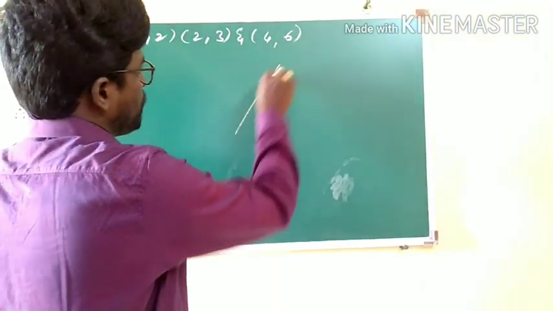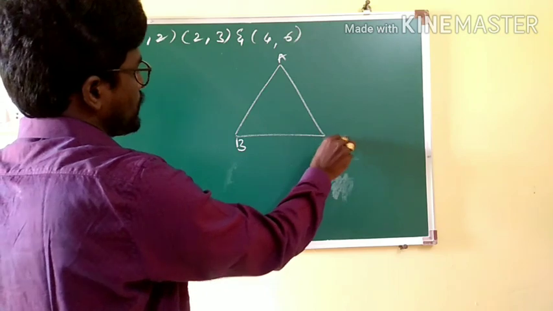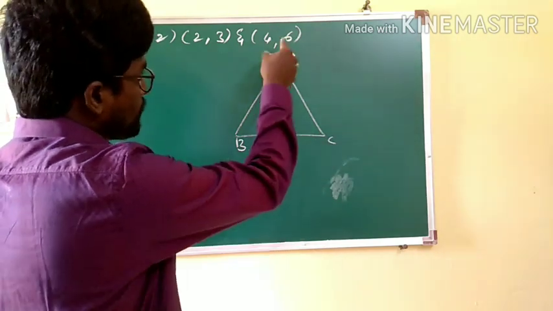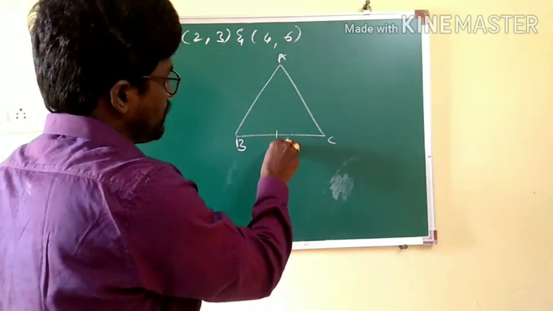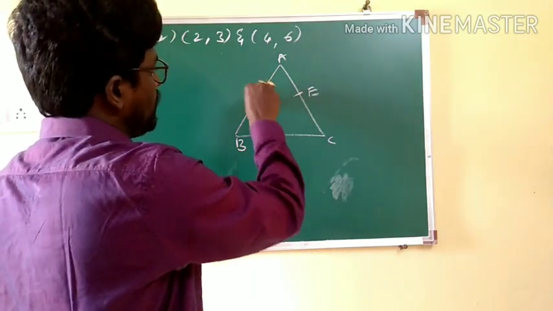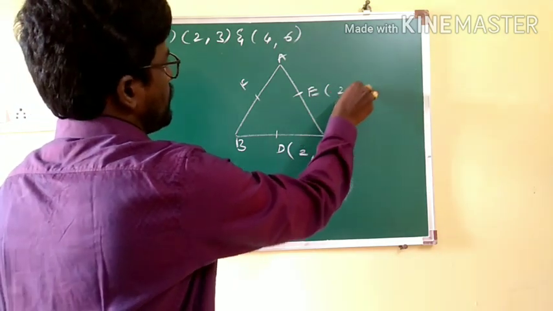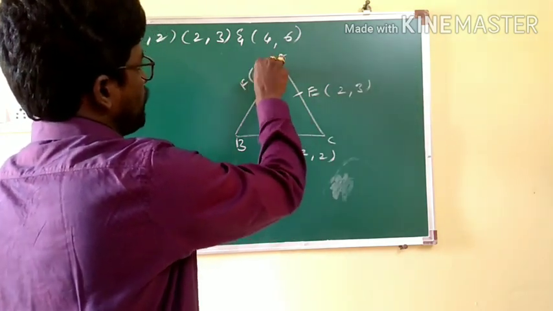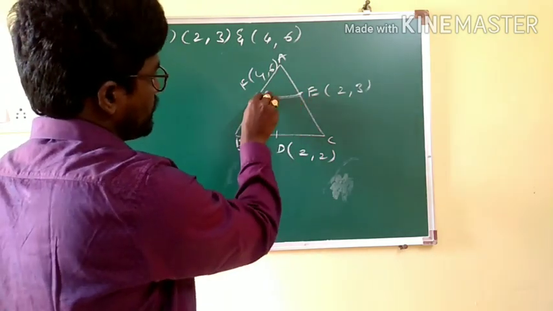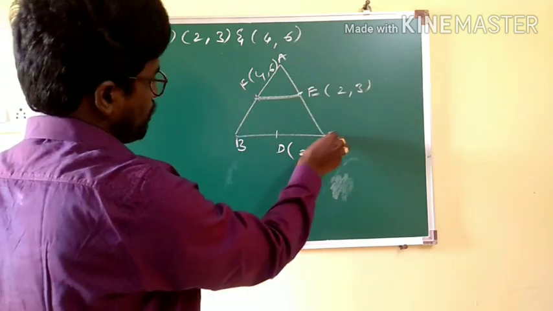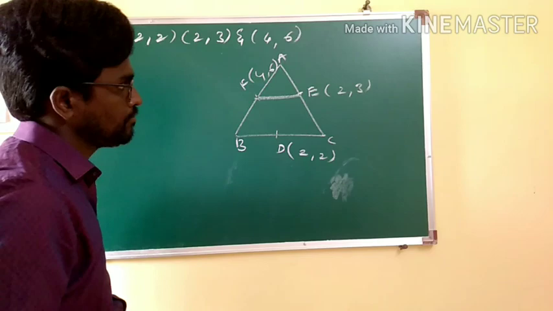See, the question is of a very important type. Suppose you are given a question something like this. You are not provided the coordinates of the vertices. You are given the coordinates of the midpoints D, E, F. What is D? 2 comma 2. What is E? 2 comma 3. What is F? 4 comma 6. Now we are supposed to calculate the equation of BC, and the equation of AC, and the equation of AB.